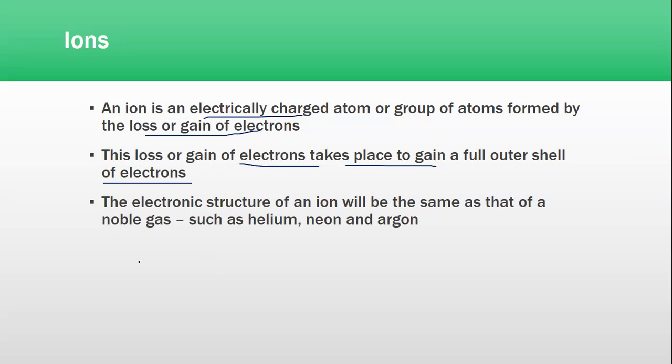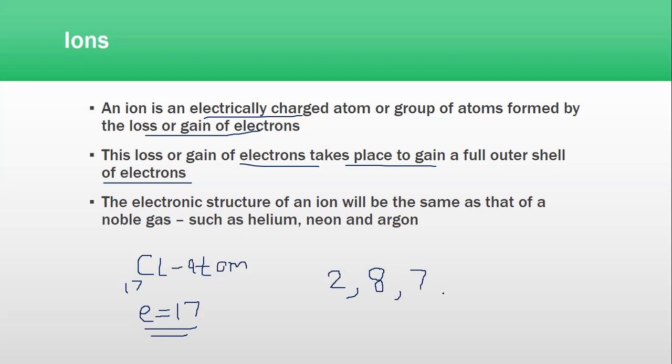For example, if I talk about a chlorine atom, okay? Now the chlorine atom on the periodic table has a proton number of 17, which means it has 17 electrons as well. And if we start filling the shells like we have done in atomic structure, the first shell is going to contain 2 electrons, the second shell is going to contain 8 electrons, and the third shell is going to contain 7 electrons. 2 plus 8 plus 7 makes 17.